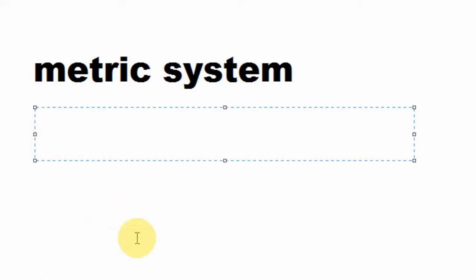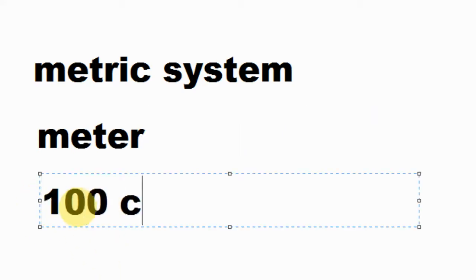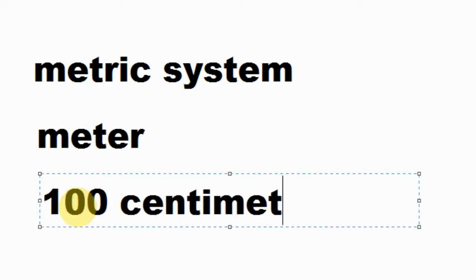The metric system is internationally used because it is so simple. Everything is in series of tens. For instance, let's talk about meters. There are 100 centimeters in 1 meter.